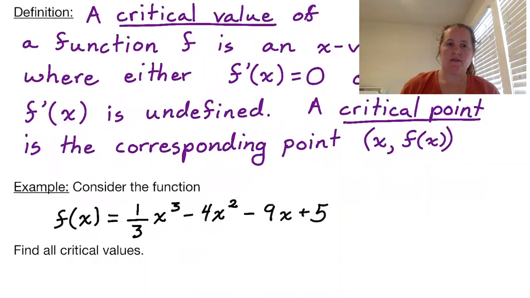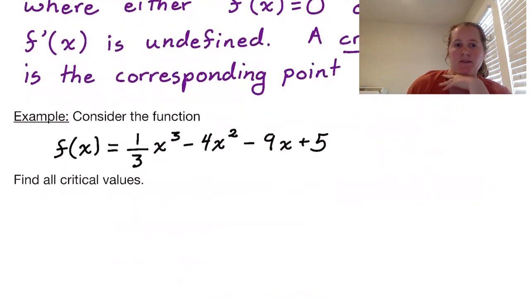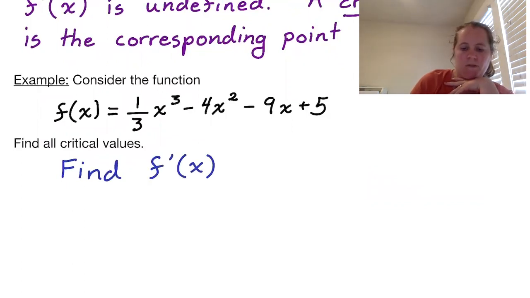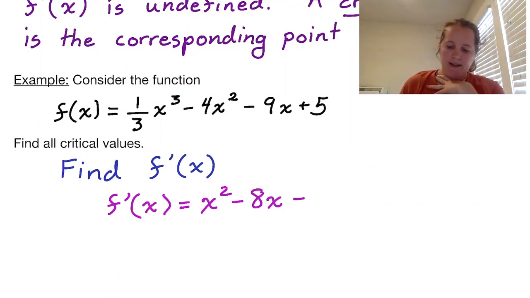So let's go ahead and consider the function f of x equals 1/3 x cubed minus 4x squared minus 9x plus 5. Our job is to find all critical values. The very first thing we should do is find f prime of x. Using the power rule, f prime of x equals 1/3 times 3x squared, or simply x squared, minus 4 times 2x, or minus 8x, and then minus 9.